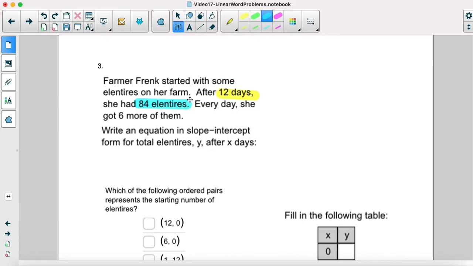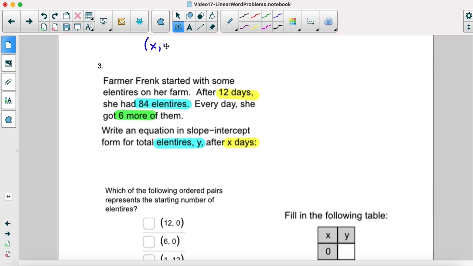4 Ellentires, and we have a rate. We have 6 more of something. All right. The problem says write an equation in slope-intercept form for total Ellentires, y. So our Ellentires are our y, and our days are our x. Okay, and I'm going to write this up above here just so we can visualize it a little better.